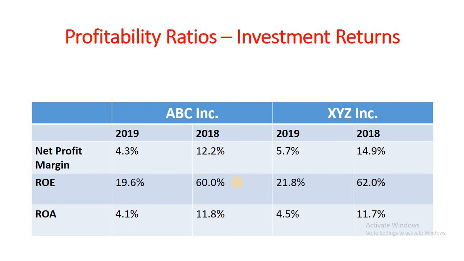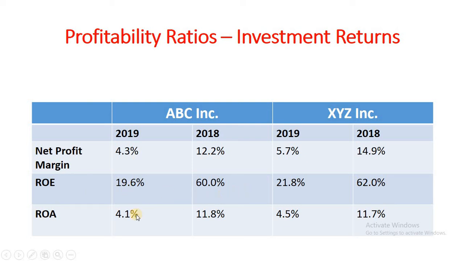So here is a comparison of profitability ratios between ABC Incorporation and XYZ Incorporation. Over here we have considered net profit margin, return on equity, and return on asset. If we look at net profit margin, we can say that XYZ Incorporation has higher net profit margin in both years than ABC Incorporation. Similarly, if we look at return on equity, we can also say that XYZ Corporation has higher return on equity than ABC Corporation in both years.